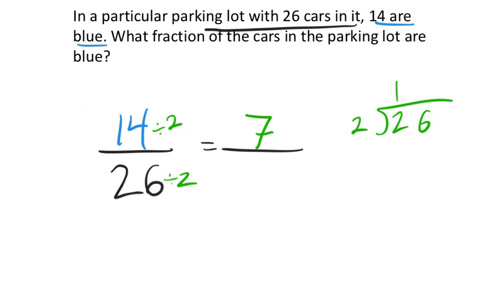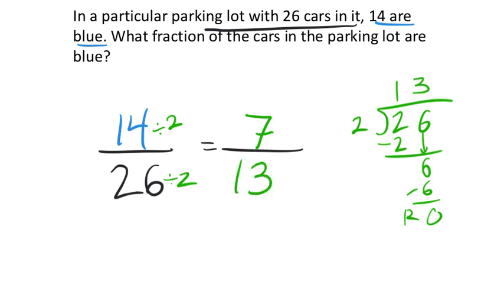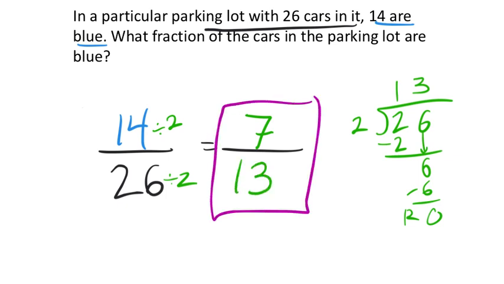2 goes into 2 once. 1 times 2 is 2. It's used up. Drop the 6. 2 goes into 6 3 times. 3 times 2 is 6. So nothing remaining. Okay, now that's good news because this would simplify to 7/13, which is really the simplified ratio, or fraction, of cars in the parking lot that are blue. So keep in mind, if it says to simplify, this one's required. If it doesn't, then this one would be fine as well.